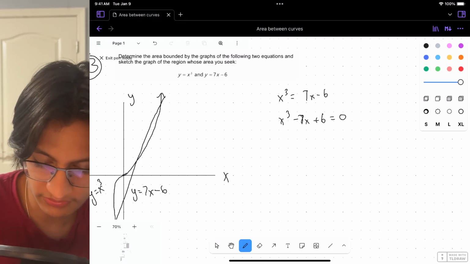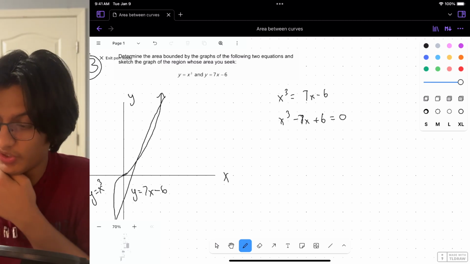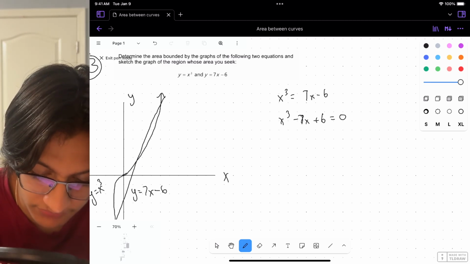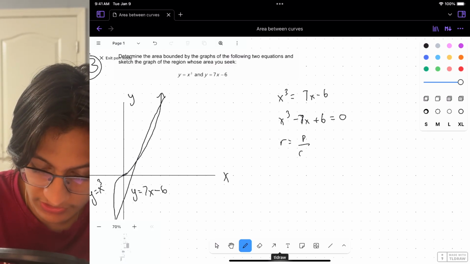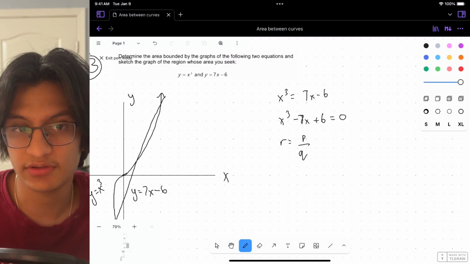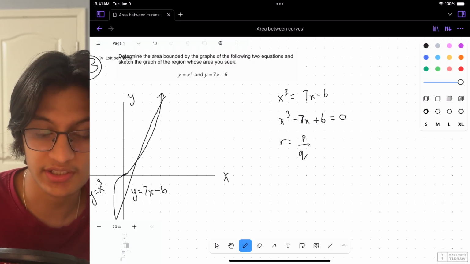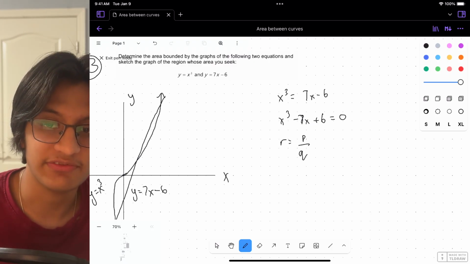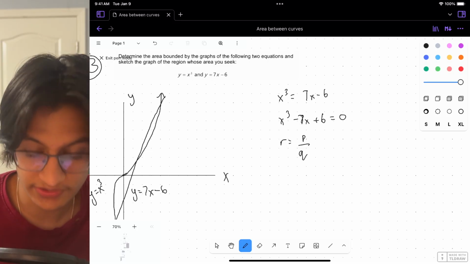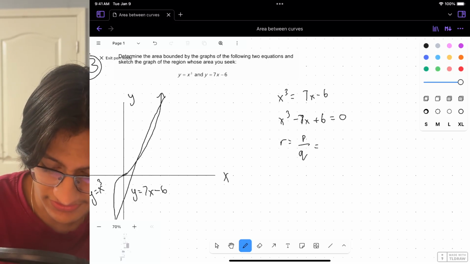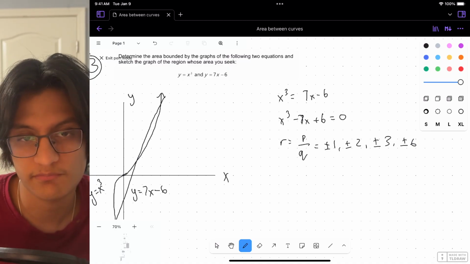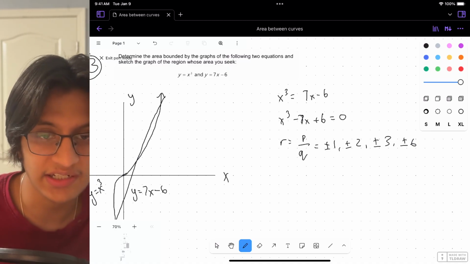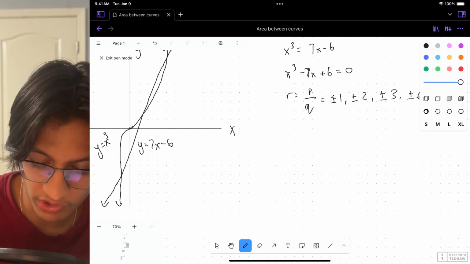plus 6 equals 0. Now we can't actually factor this, so we are going to have to use the rational roots theorem, which states that it's p over q, where p is the set of terms that divide evenly into the constant, and q is the set of terms that divide evenly into the leading coefficient. So the factors of 6 are plus or minus 1, plus or minus 2, plus or minus 3, or plus or minus 6. I'm thinking we use synthetic division. Let's just try something like a 1.